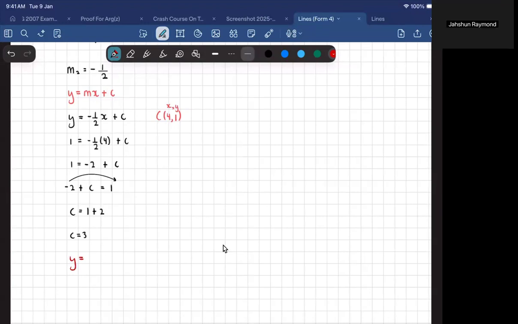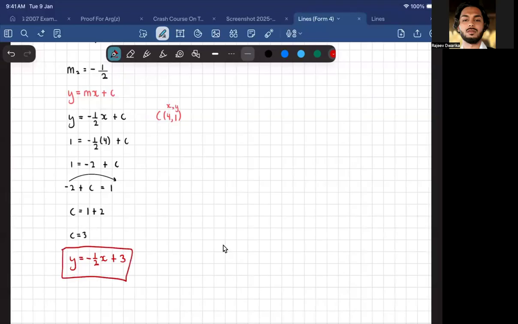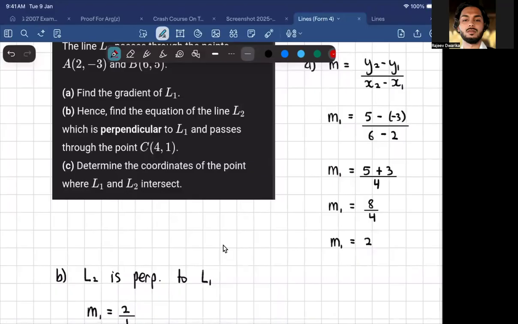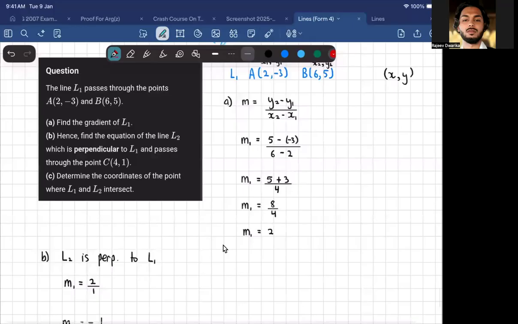So y equals -1/2 x plus 3, sir. Yep, that's it. And then part C is asking us to determine the coordinates of the point where L1 and L2 intersect. So this is just a preview as to what is to come.